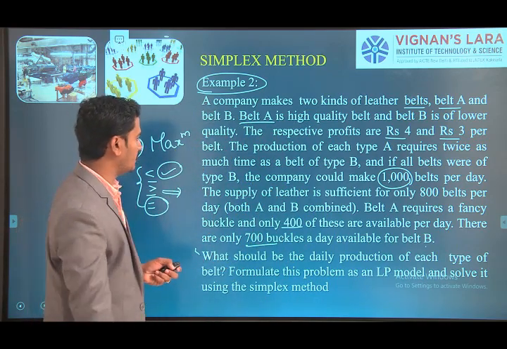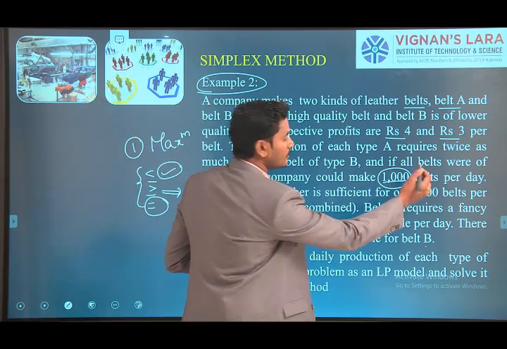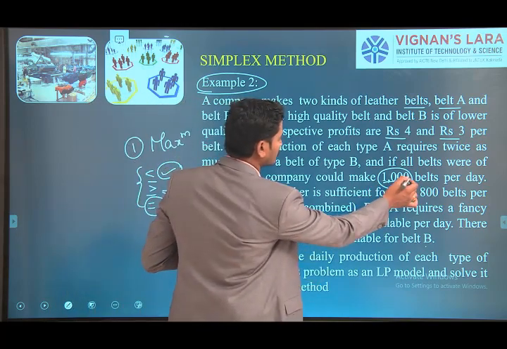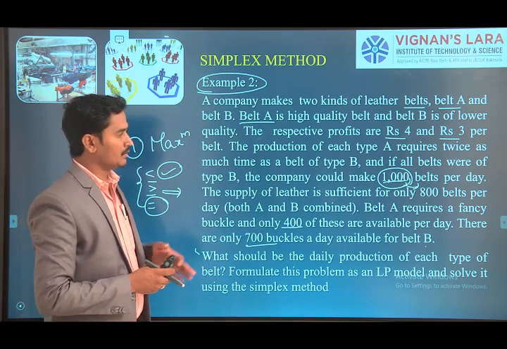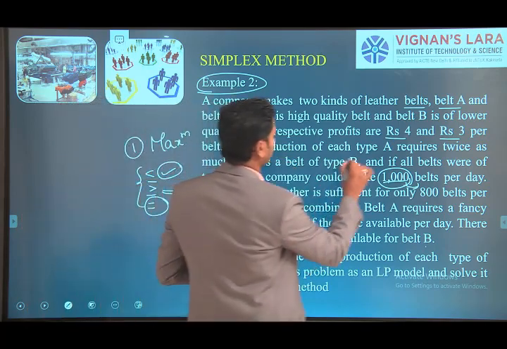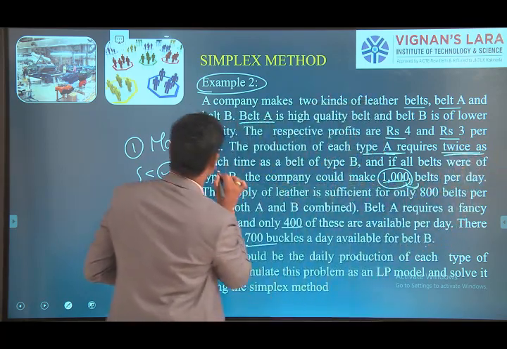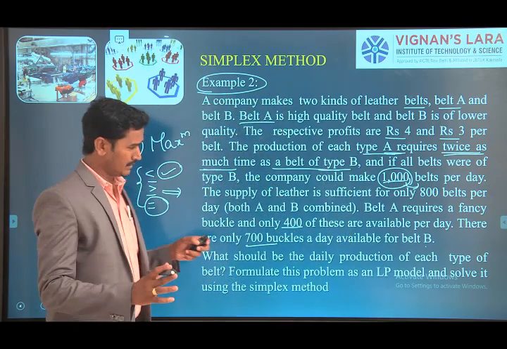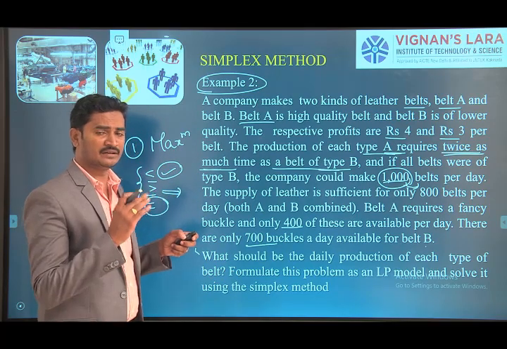Coming to the time availability constraint. Here they are going to produce 1000 belts per day. Whether it is A or B, we don't know, so we go to the problem. What is clearly given? Type A requires twice as much time as type B. Compared to belt B, for belt A the production time is twice.